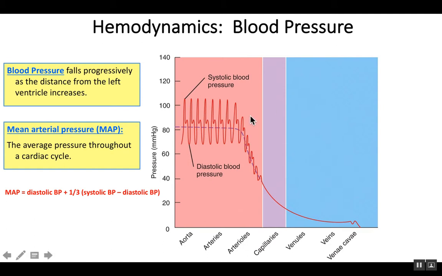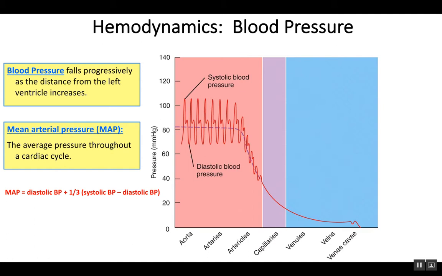You'll notice that blood pressure is going to go up and down, and that again is based on what that left ventricle is doing. The left ventricle is in systole. If it's contracted, pressure is high, systolic blood pressure. When that ventricle relaxes, pressure goes down, that's diastolic blood pressure.